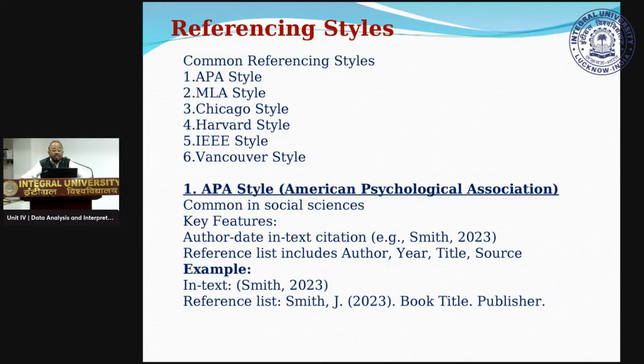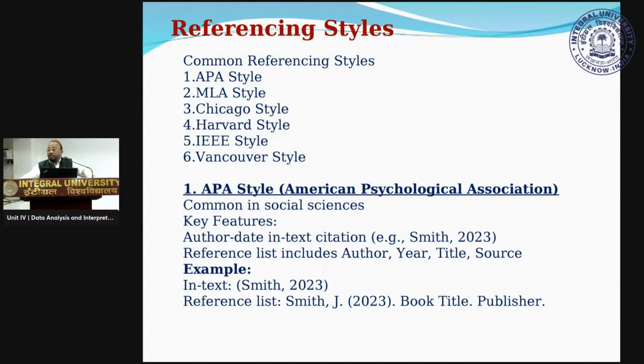Common in social sciences is APA style; American Psychological Association is the full name of APA. The key features are author and date in the in-text citation. For example, Smith 2023 is to be mentioned like that. The reference list includes author, year, title and source.